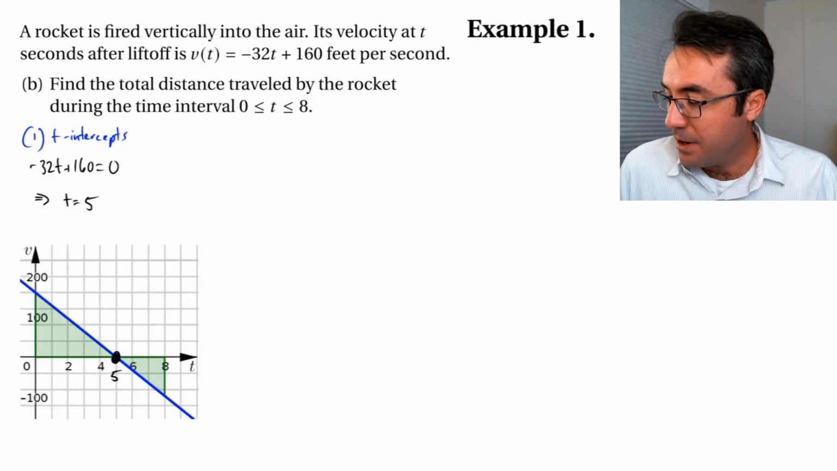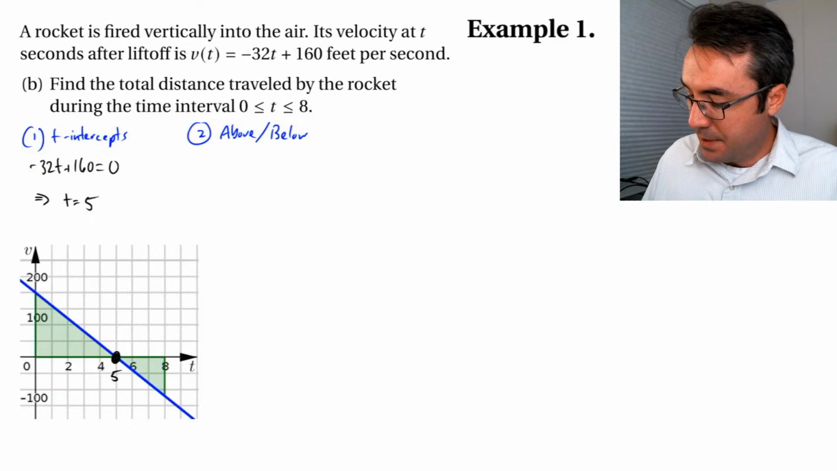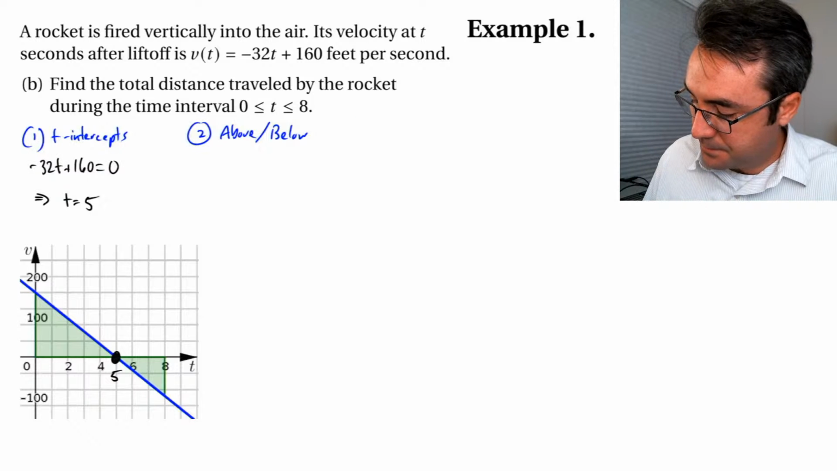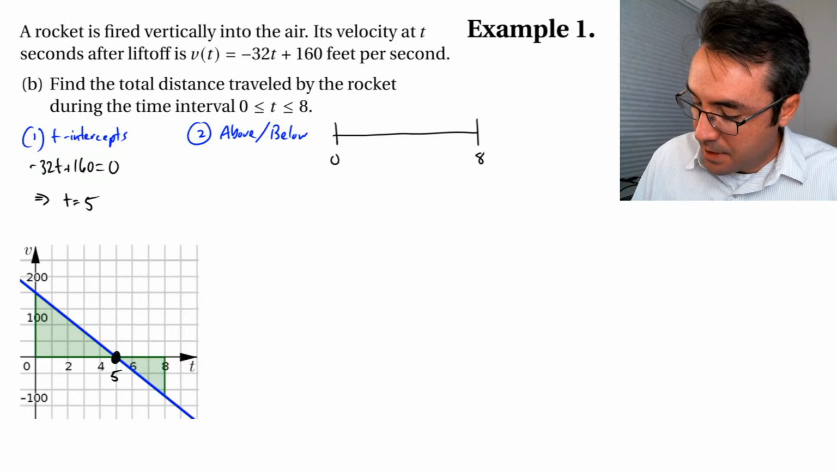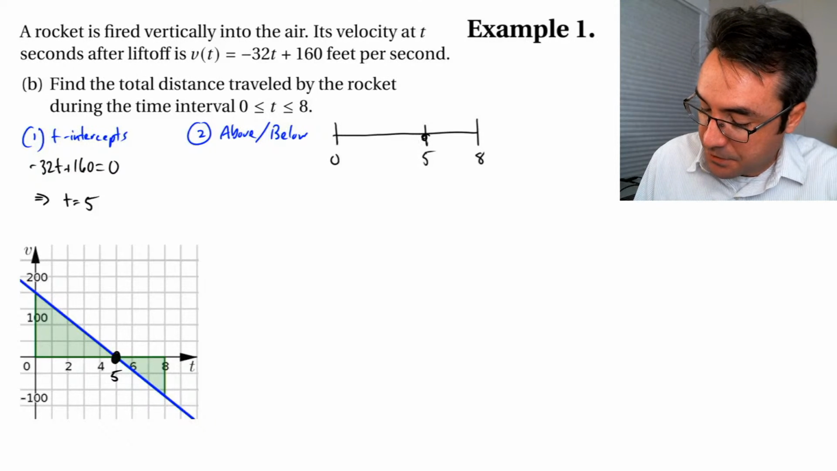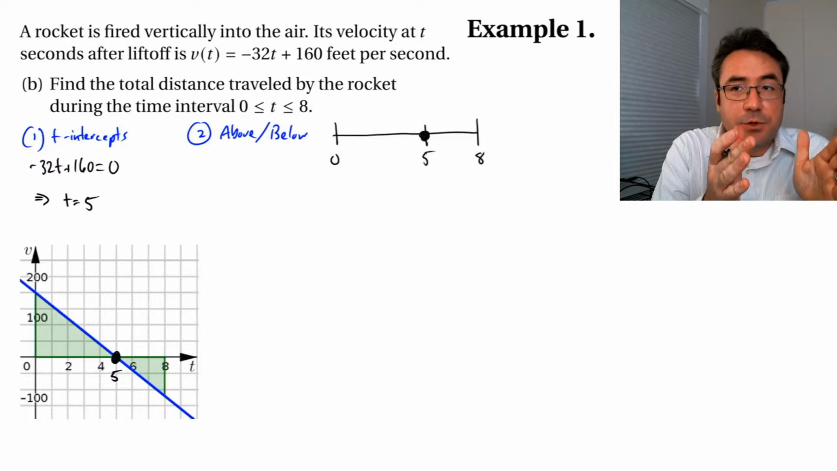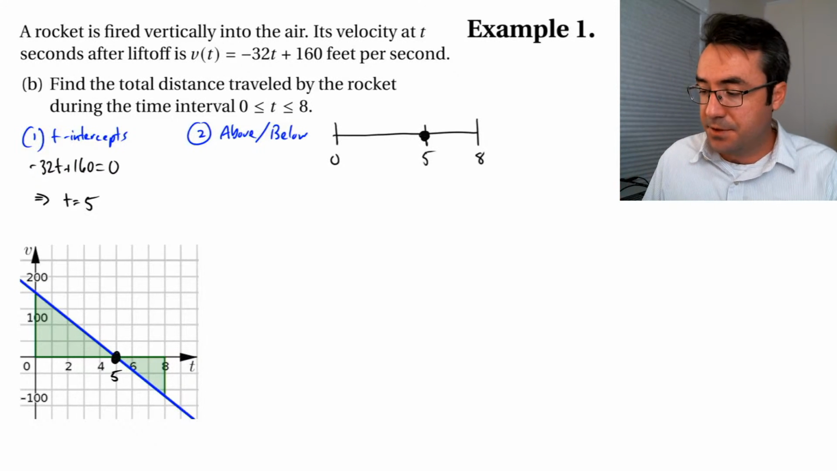All right, so we figured out where the velocity is at 0. So do a little sign chart here. And we're only interested in our interval from 0 to 8. Plot where our velocity becomes 0. So at t equals 5, we're going to plot that point. So this gives us two pieces of our interval. This gives us two subintervals.